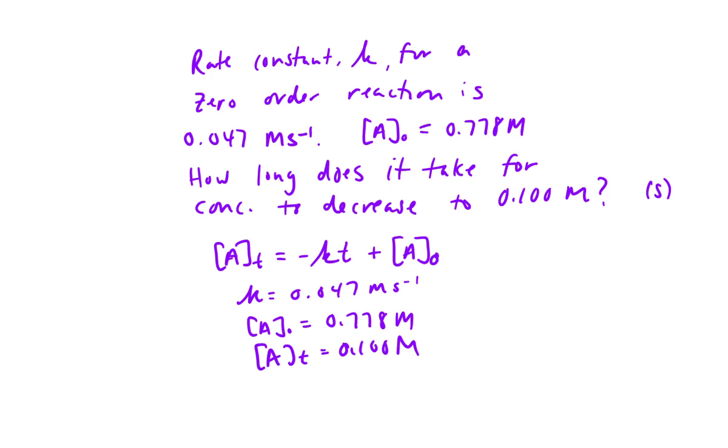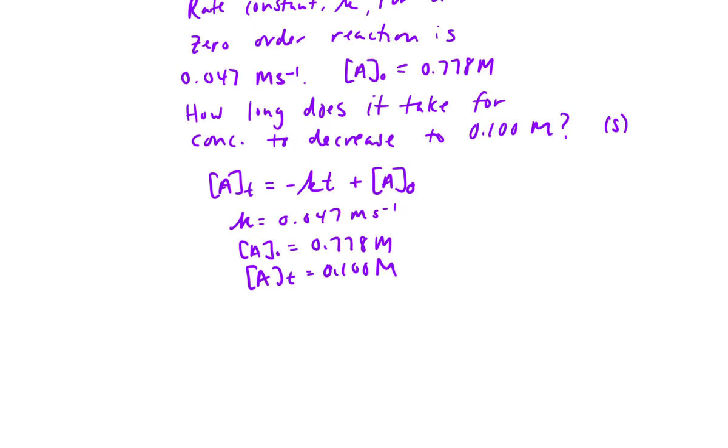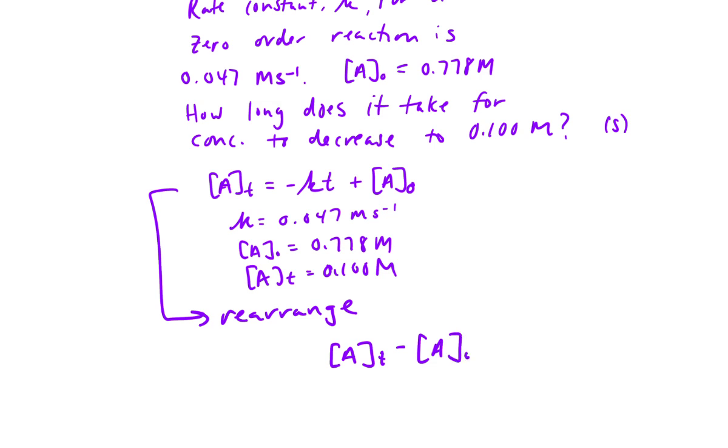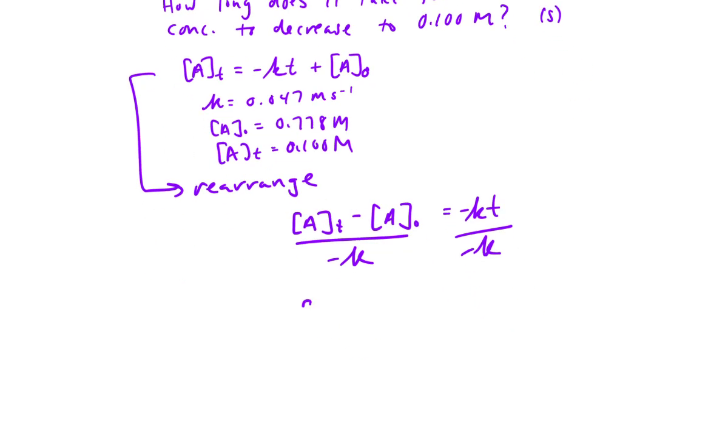So the only thing we don't have in our integrated rate law is time t. So we can rearrange that equation to solve for t and plug in some values. I'm going to take on the left-hand side of the equation A at time t minus A initial. I'll do it in two steps, equals minus k times t, and then divide both sides by minus k. So we'll get A at time t minus A initial divided by minus k equals t. So that's going to be our time in seconds.